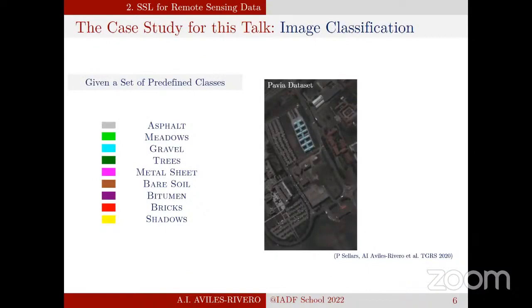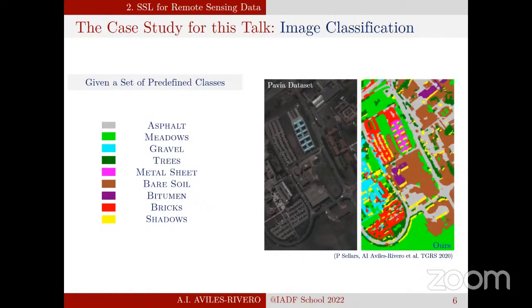So let's define what image classification is before going into more detail. The best way to define it is through an illustration. We have a set of predefined classes, we have our data, and the main goal is to assign one or more of these predefined classes to your sample. This is image classification, and this is particularly the downstream task that we are going to take as a case study.